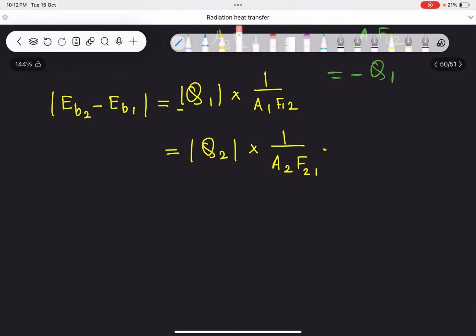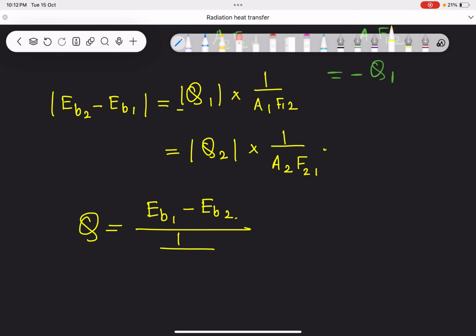So how can you memorize this thing if you are appearing for GATE? You see, my net heat exchange Q is equal to EB1 minus EB2 by 1 by, so if you are considering a particular surface, here we are considering that my heat is transferred from surface 1 to 2.